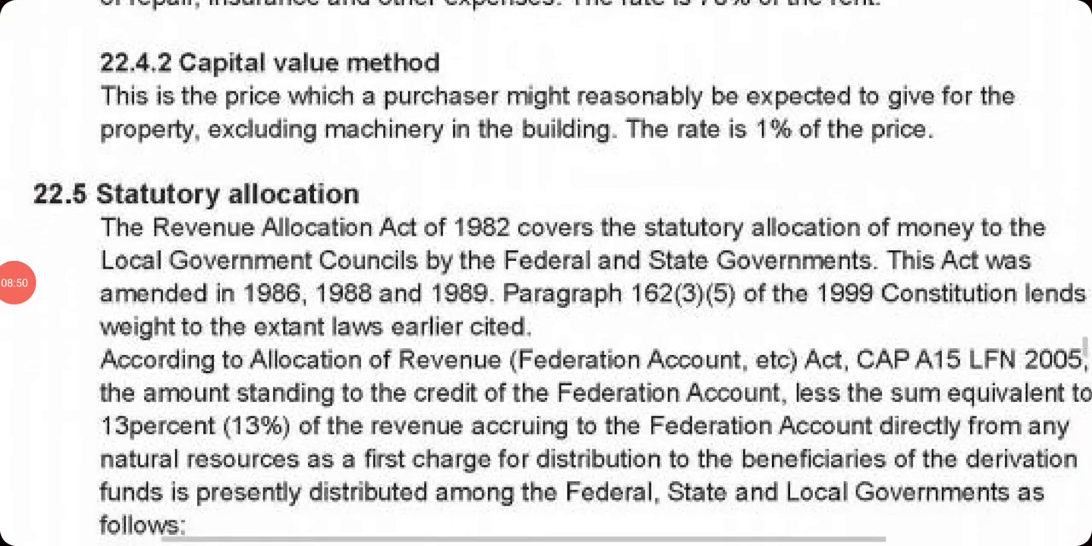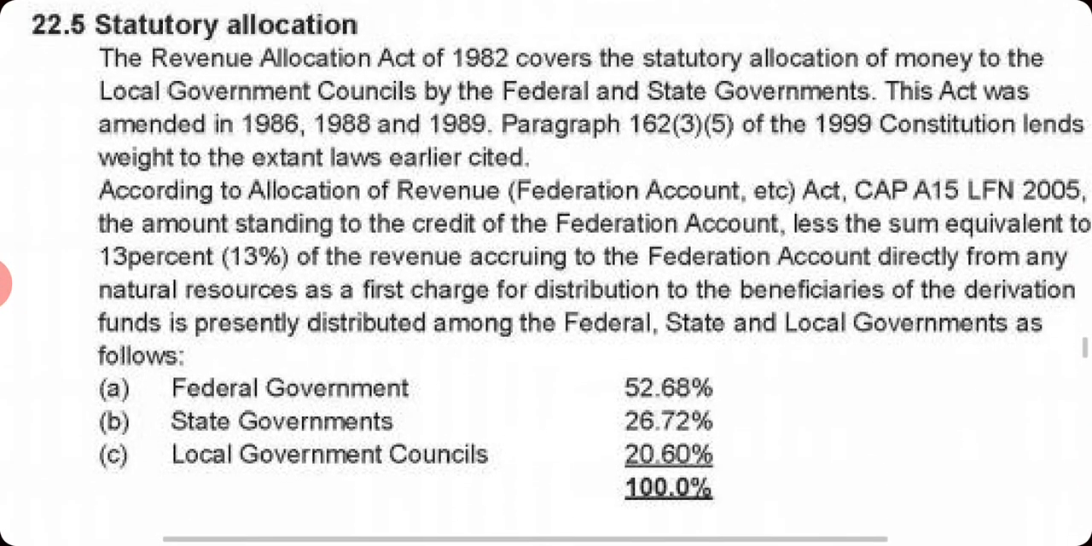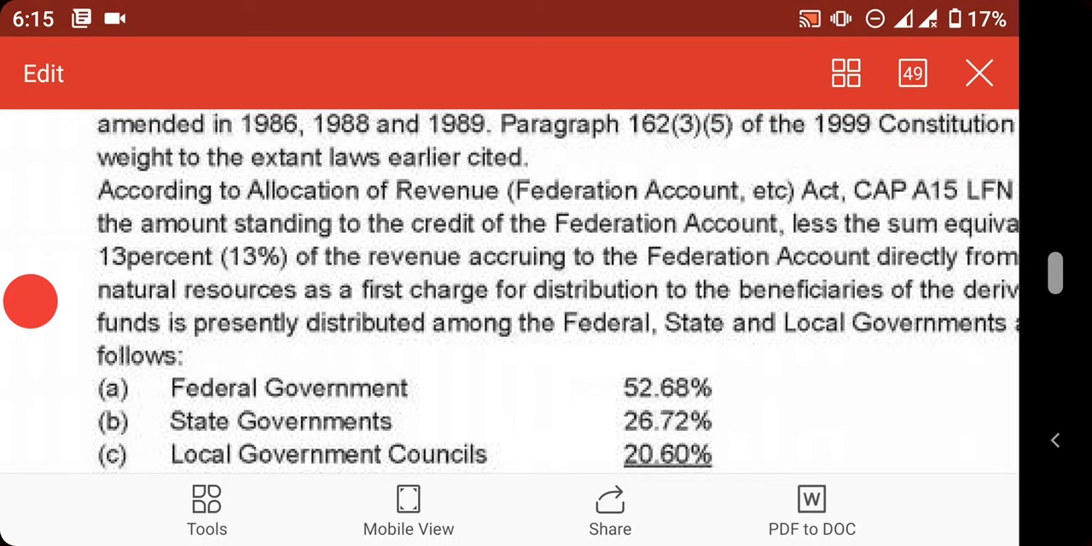So the next thing we're going to be looking at is statutory allocation. However, we shall look at this statutory allocation when we look at sources of revenue for the government. We will also look at federation accounts. The federation account is that account that all the revenue from head 1 to 3 are paid into. These revenues come from direct taxation, indirect taxation, and we also have oil and gas revenue. So they flow into the federation account.